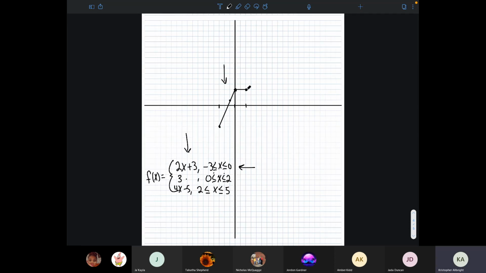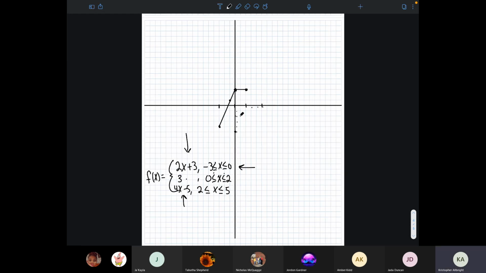So for the third section, we identify our interval, which is 2 to 5. So 2, 3, 4, 5. And we say, okay, now in that section, we need to graph 4x minus 5. So minus 5, so that's our y-intercept. So 1, 2, 3, 4, 5. Put the dot there. Then we do up 4 over 1, up 4.